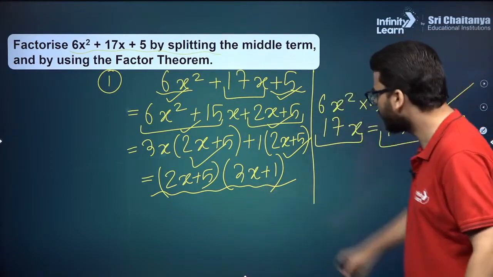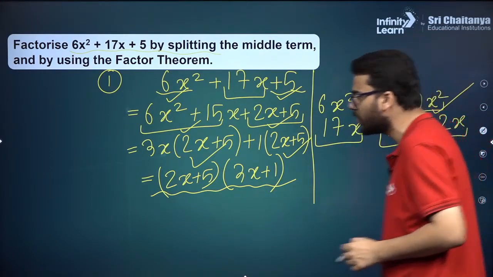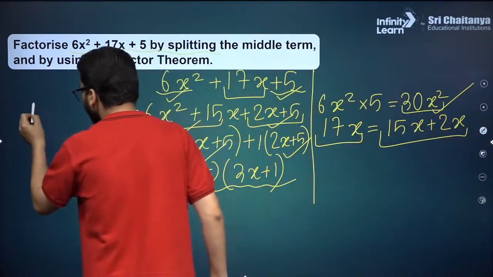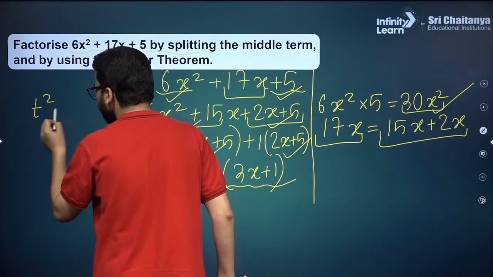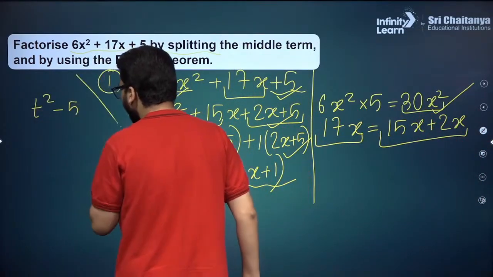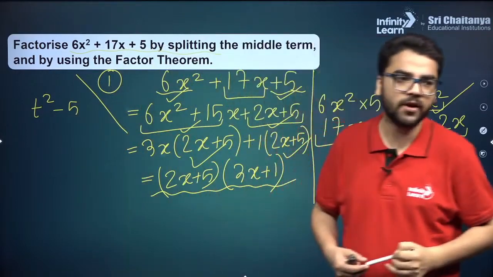Now suppose I give a small question to you on the basis of this only. Can you factorize this polynomial, guys? Can you tell me, this is t square minus 5? After factorizing this polynomial, what will you get?